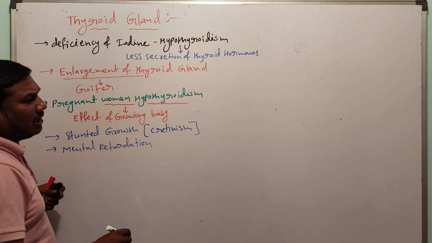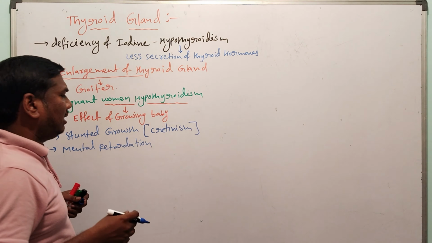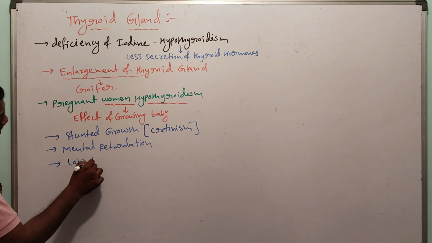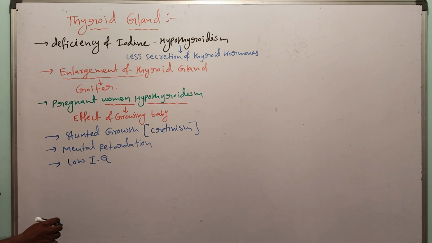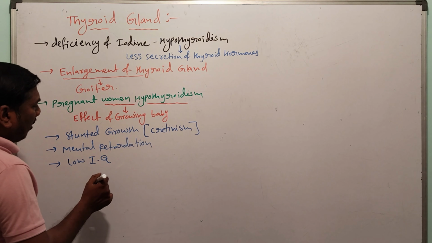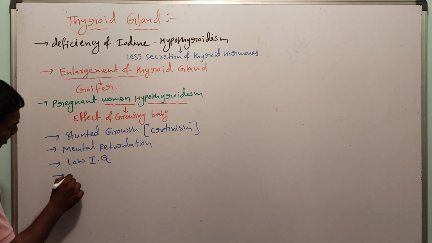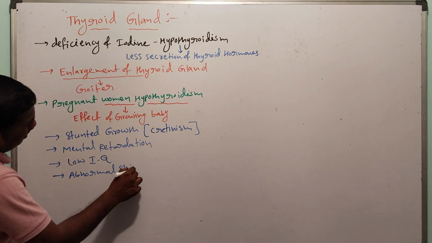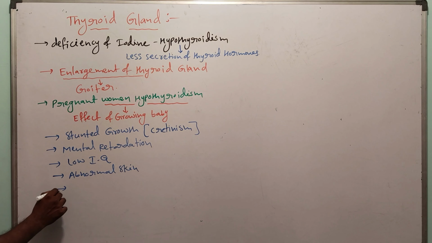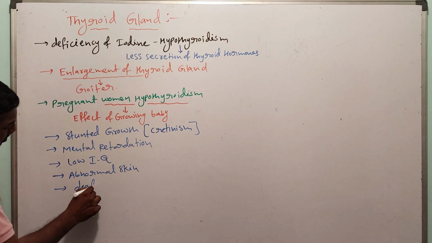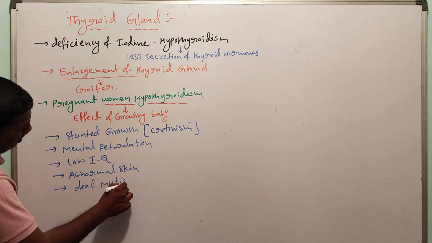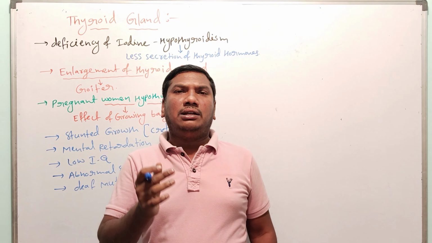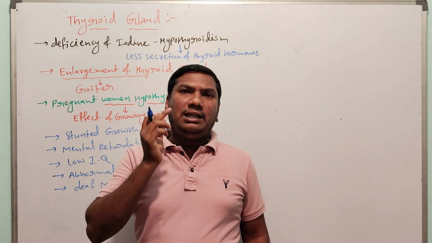Mental retardation means an abnormal mental condition. Next one, low IQ. Next one, abnormal skin. Deaf mutism. Deaf mutism means there is no auditory function, no listening, no talking.